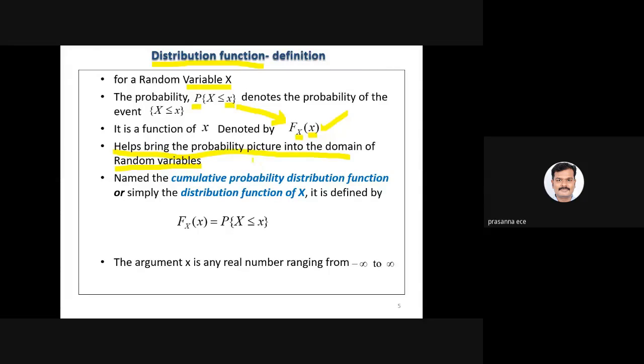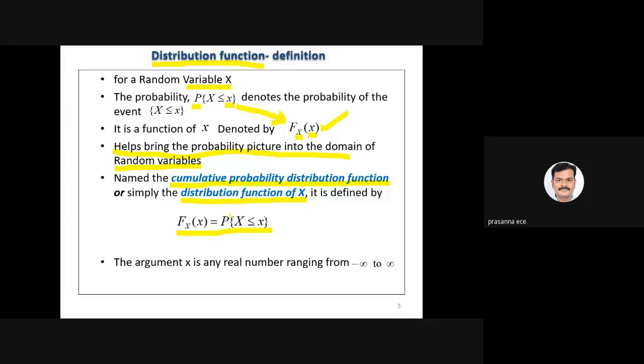There are other names for the function. We also call it the cumulative probability distribution function. This is a very elaborate name, but usually in our discussions we'll simply state it as the distribution function of the random variable X. So how is it defined? It is nothing but the probability of X being less than or equal to x.